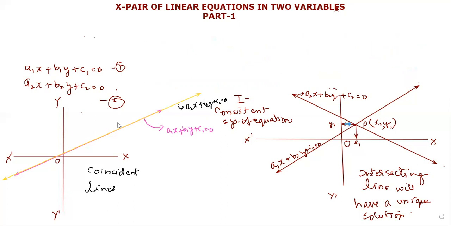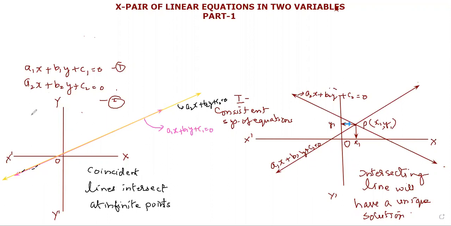Infinite points. Coincident lines intersect at infinite points, because how many points are they intersecting? They are intersecting at so many small points we cannot count. So infinite points. Okay, these are also intersecting, but they are intersecting at infinite points.